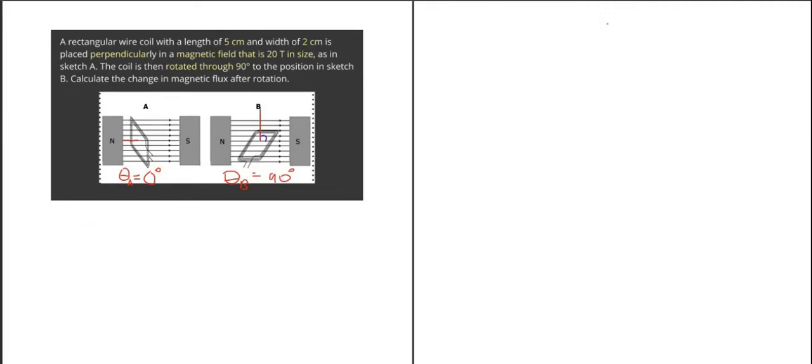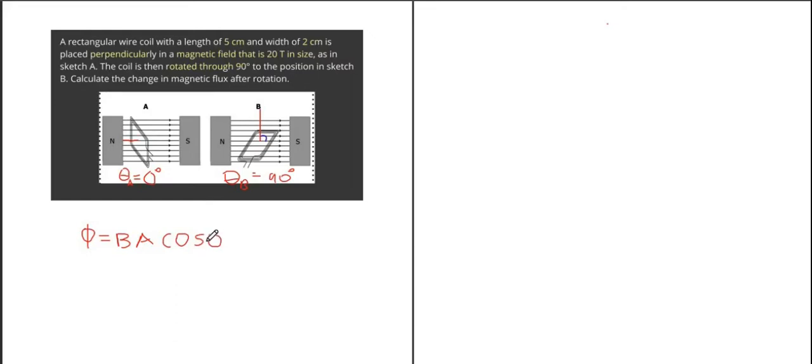The formula for the magnetic flux is given by this Greek letter phi, equals the magnetic field, the area, multiplied by cos of theta, the cosine of the angle theta, right?